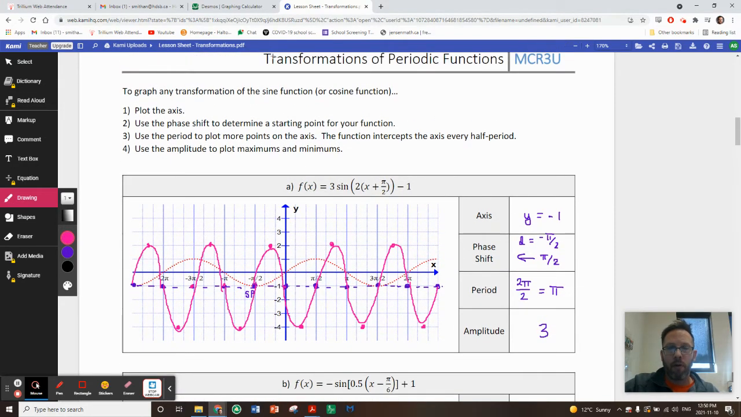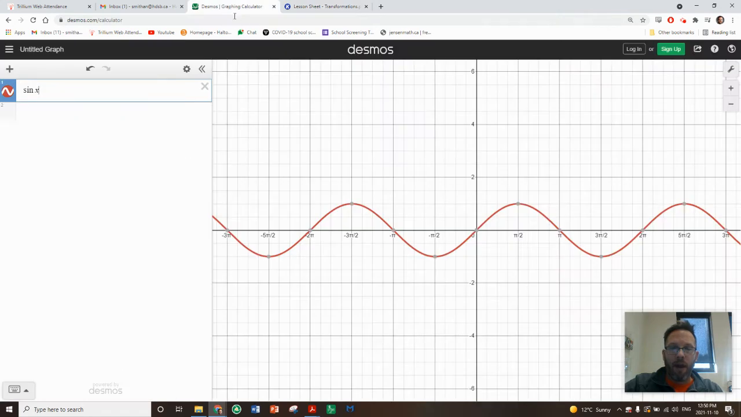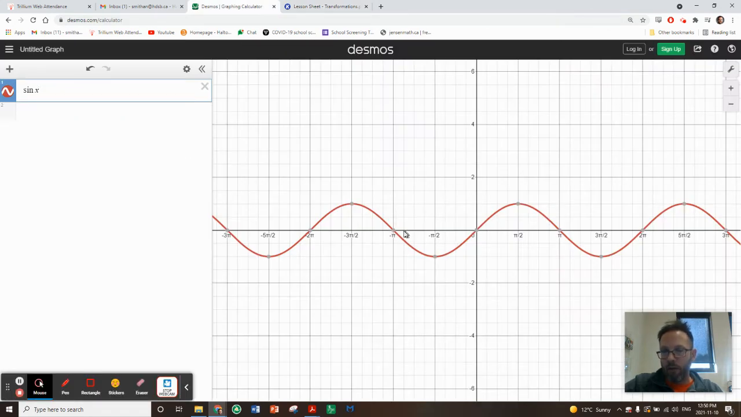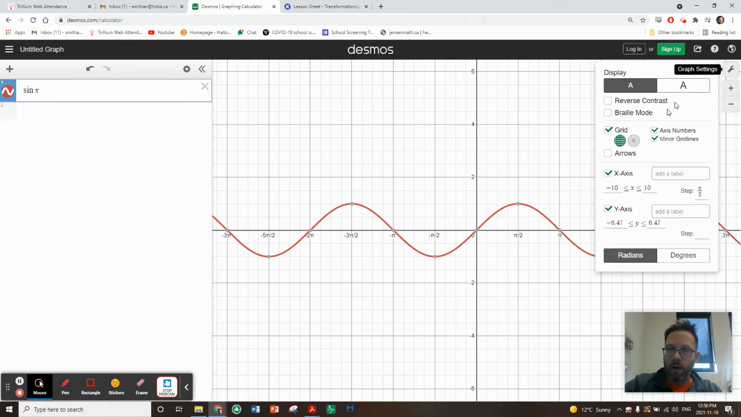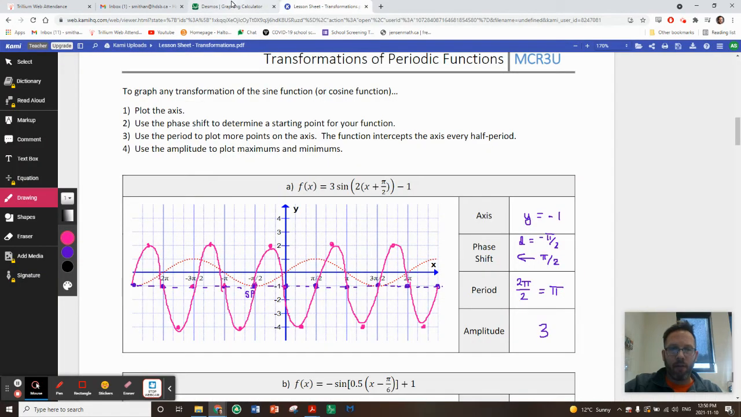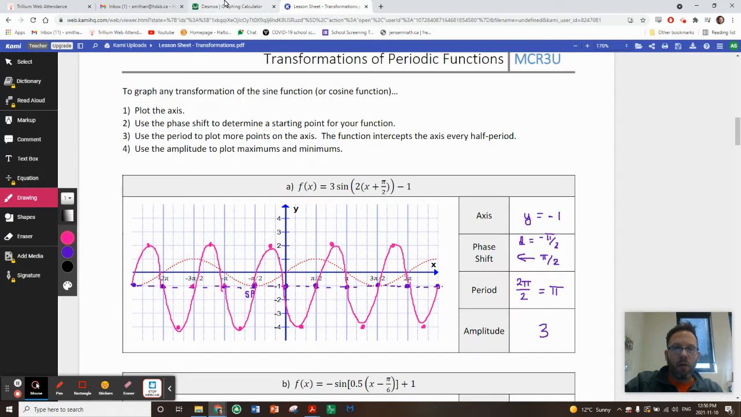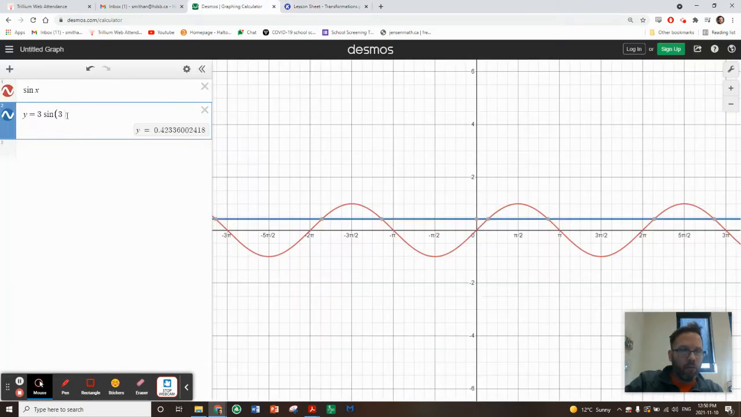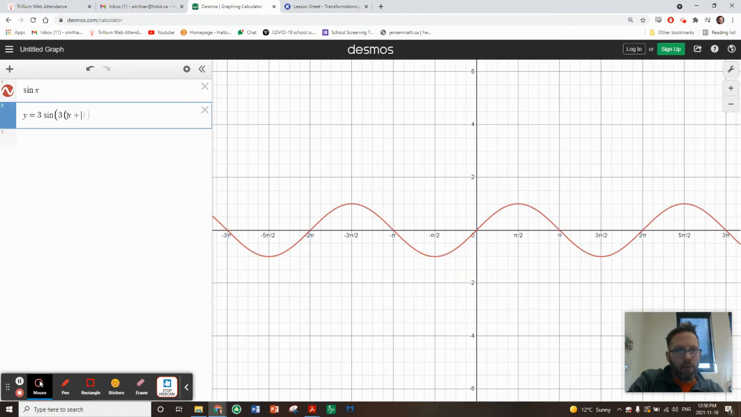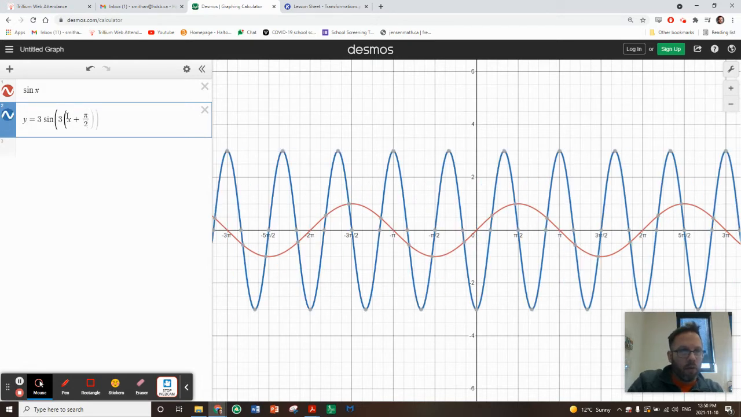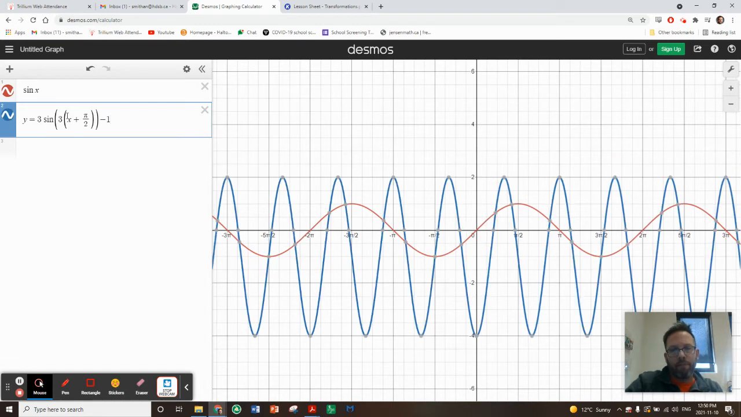Now, I do have Desmos loaded up here. Let's have a look. I have changed my axes to be intervals of pi over 2, just like my graphs on the lesson sheet. So we do that by just making the step pi over 2. And so let's have a look at this graph. It is y equals 3 times the sine of 3 times x plus pi over 2. Close this bracket, and then -1.